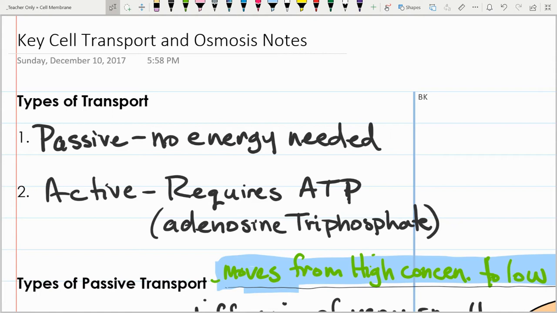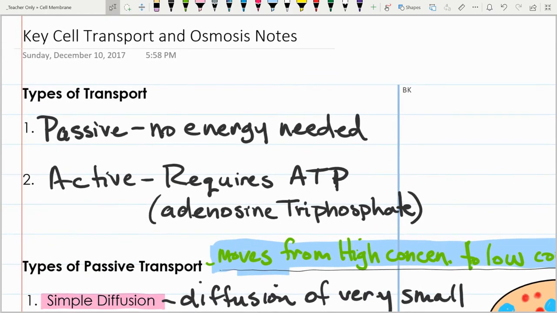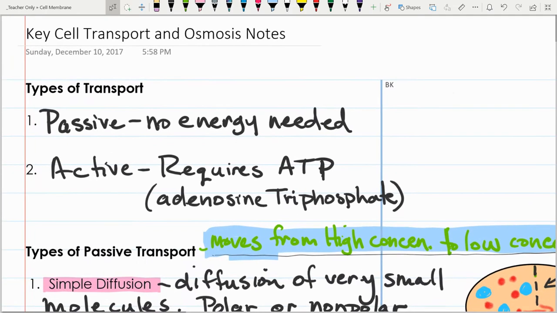So passive transport. This type of transport across the membrane does not require any energy, so no energy is needed. Active transport requires energy, and the type of energy that your body uses is a fuel called ATP, which is short for adenosine triphosphate. So we'll start with passive transport.